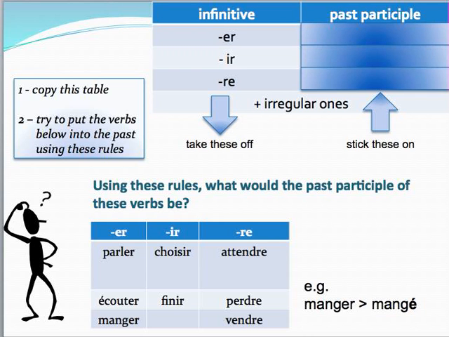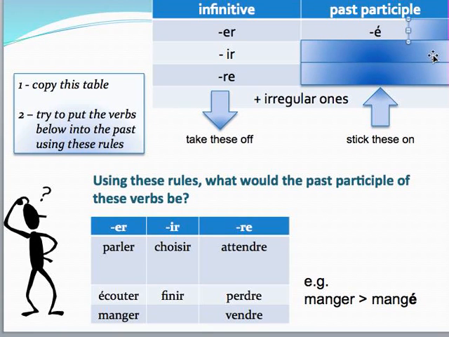Here's a little bit of an overview. What do we do here? For the ER verbs, we take this off. IR verbs, we take this off. RE verbs, we take this off. What do we stick back on? Can you remember? Well, you should be able to. Let's have a look. For the ER ones, we put the É with the accent on. For the IR ones, just covered it, we put the I back on. For the RE ones, we put a U back on.